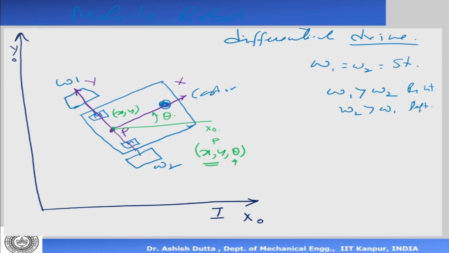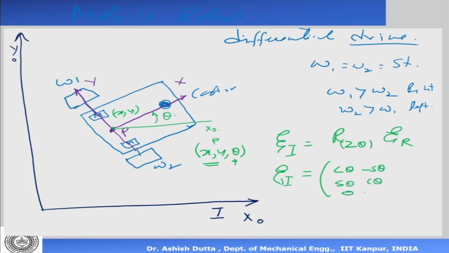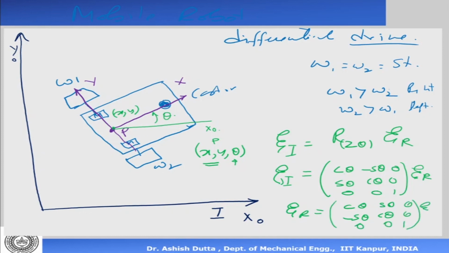So what is zeta? Let's call this zeta I, which is equal to the rotation matrix R_z(theta) times zeta R. Now you know that zeta I is equal to, what is the rotation matrix? [cos theta, minus sin theta, 0; sin theta, cos theta, 0; 0, 0, 1], and this is your zeta R. So when this robot is moving and rotating, we exactly know the relationship between the rotated system and the reference system. Now if I take the inverse of this, if I want to find zeta R, this is equal to R transpose: [cos theta, sin theta, 0; minus sin theta, cos theta, 0; 0, 0, 1], and this is zeta I.